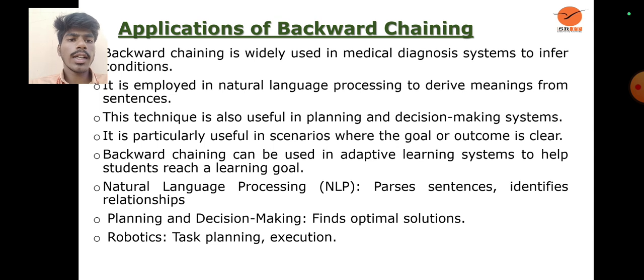Backward chaining can be used in adaptive learning systems to help students reach a learning goal. Natural language processing, NLP, parses sentences and identifies relationships. Planning and decision making find optimal solutions. In robotics, for task planning and execution, we can also use backward chaining.